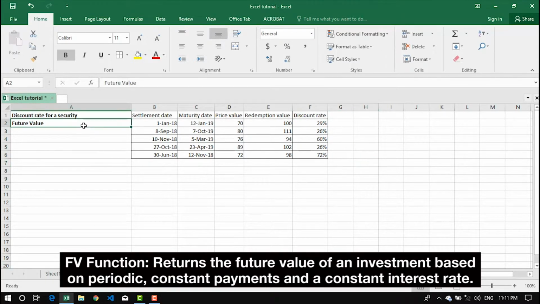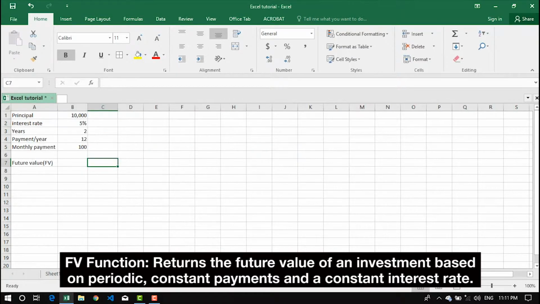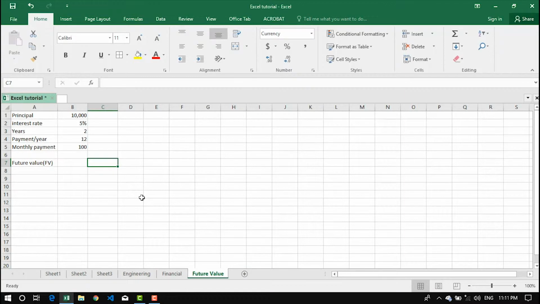And the next one is future value. How do you calculate a future value for a settlement that you are making per month? I have my principal amount here. That is $10,000. The interest rate equals 5%. Years. Number of payments per year. The monthly payment amount. And I have to calculate the future value of my investment based on these input fields.